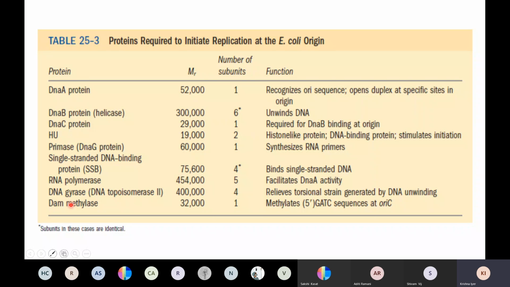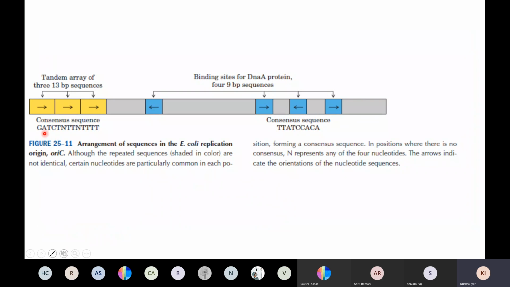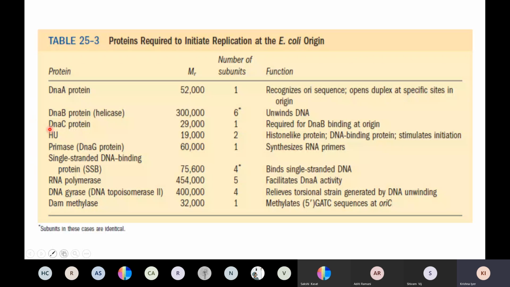And what does DNA methylase do? This DAM, DNA methylase, methylates the sequences at the origin of replication of the parent strand. It is not written here, but it does it on the parent strand. So see the GATC sequences here. The DNA methylase will methylate the sequence prior to the process of replication actually beginning, and it does so for a reason.